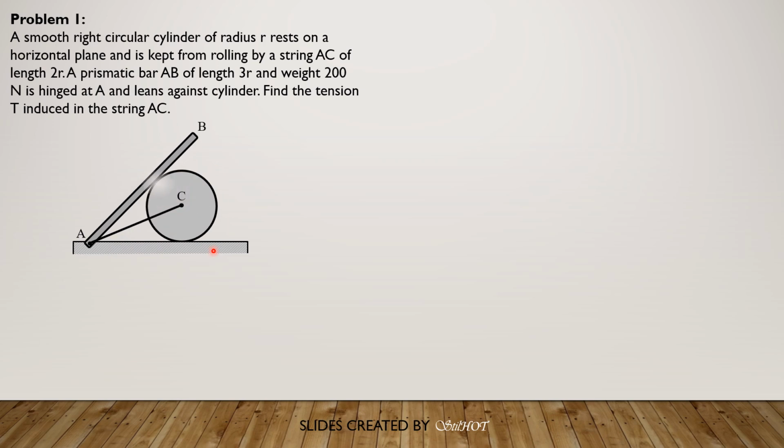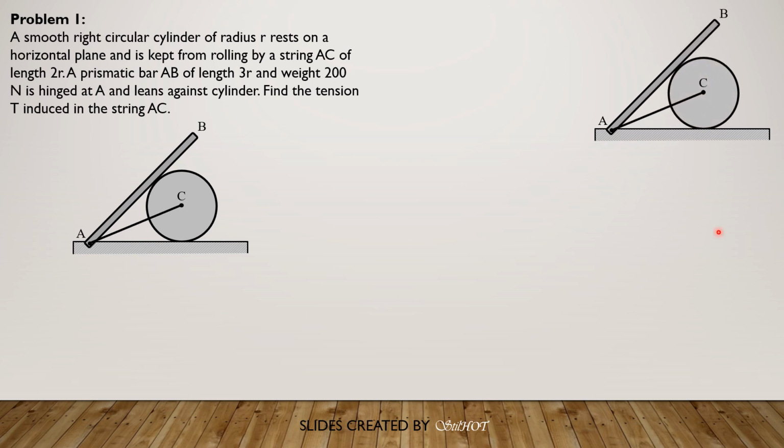So this is the figure. First, let's label some important elements of the entire system. Because this length of string is common, we can drop a vertical line which is equal to the radius of the cylinder, and we call the angle here theta. Then the angle perpendicular to the axis of the bar is also theta.